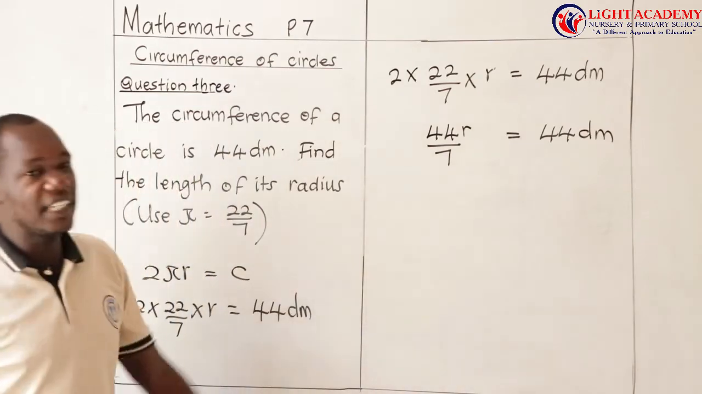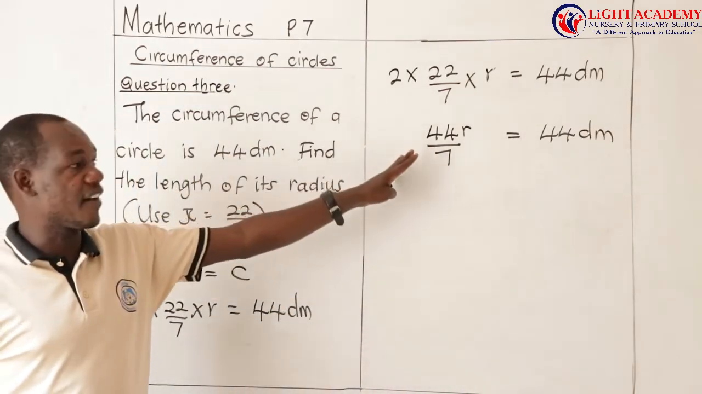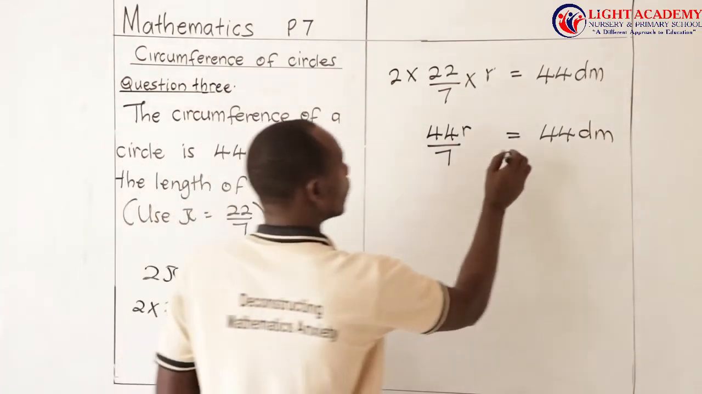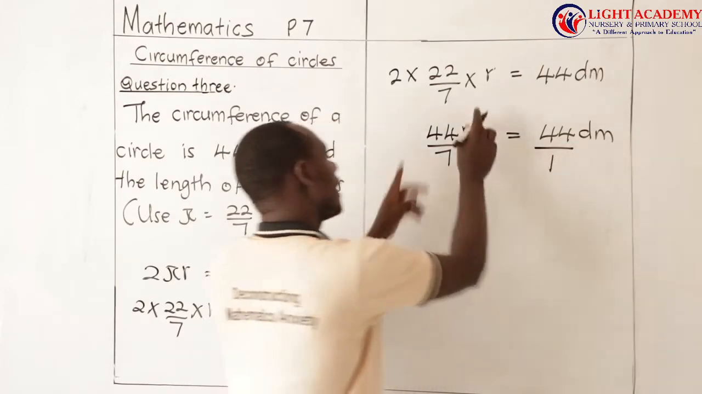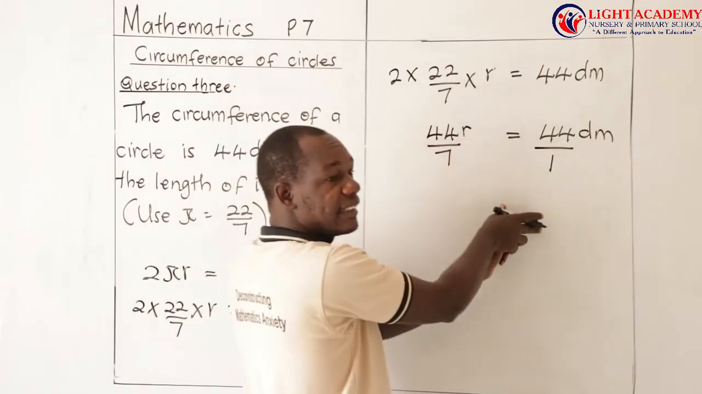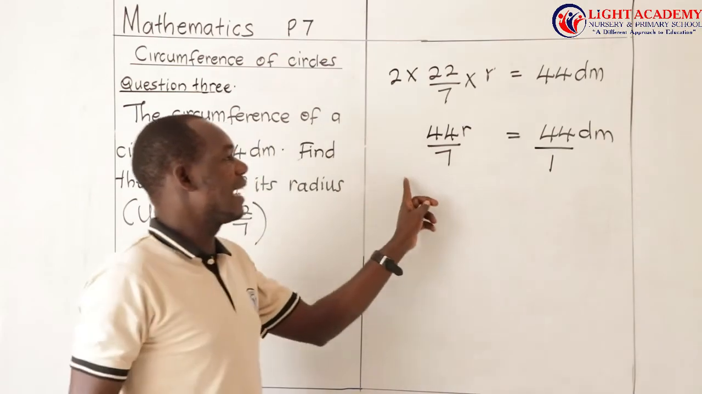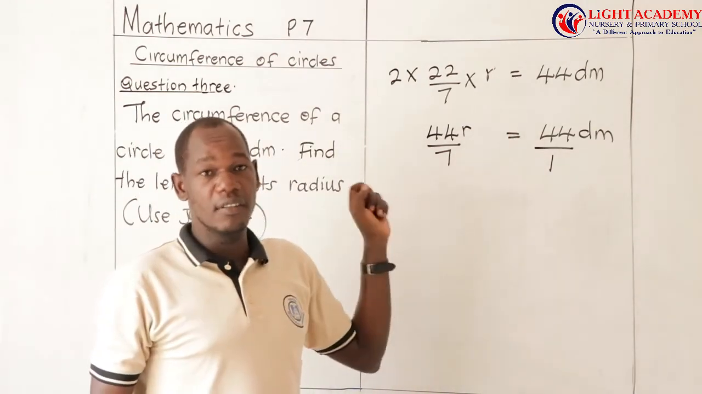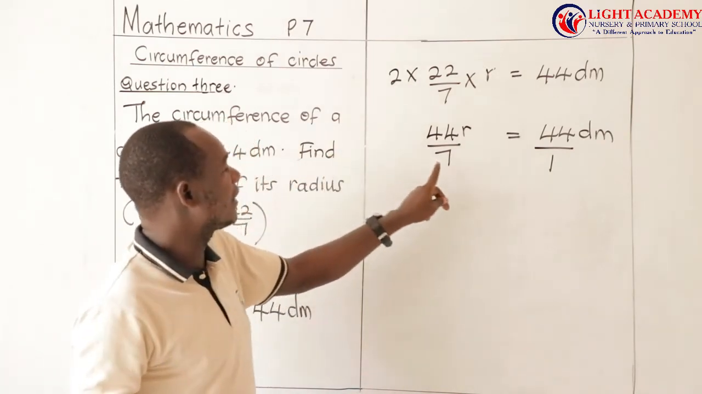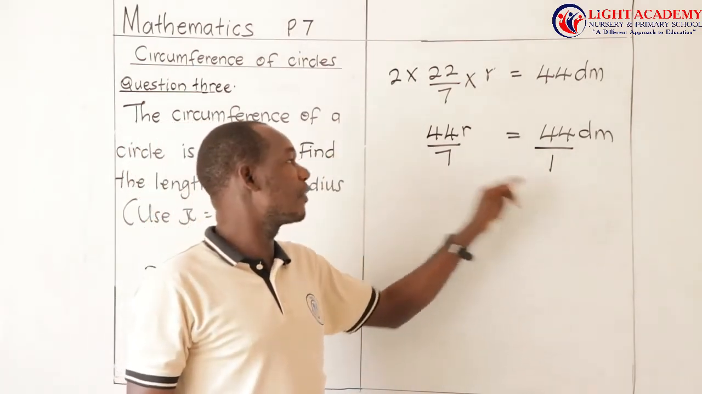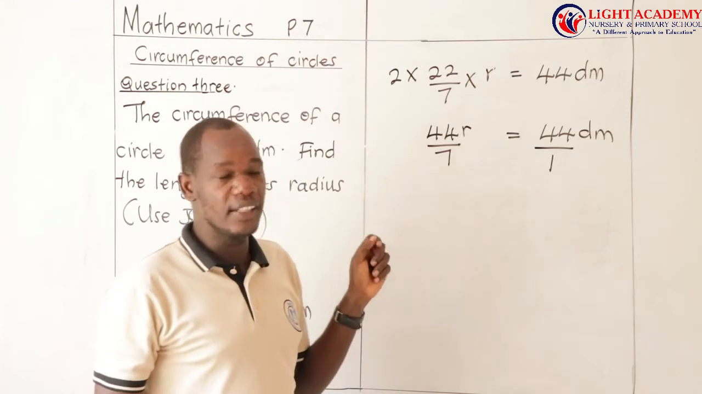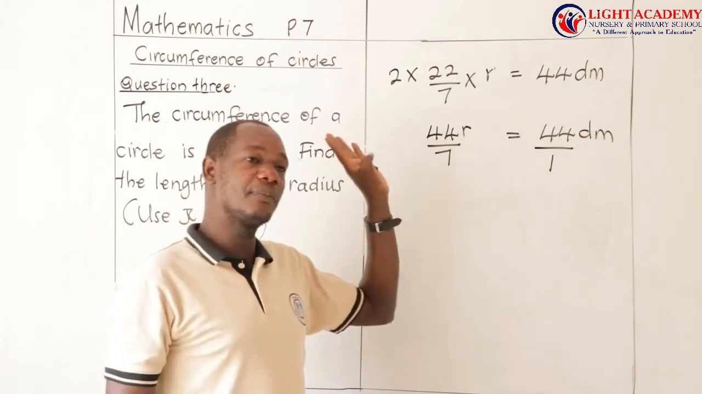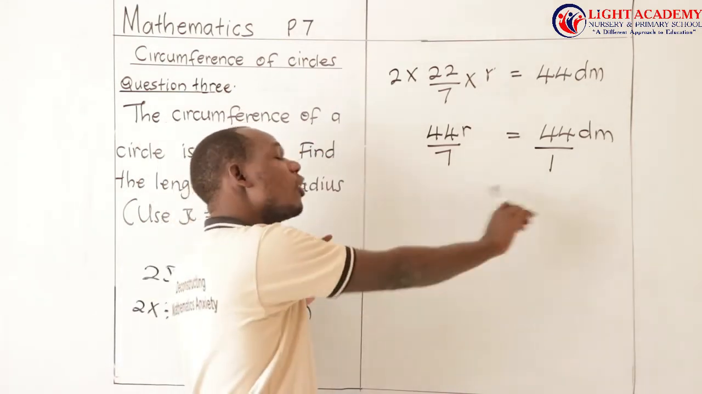Now when you reach this point, there are very many ways you can find the value of r. Somebody can put this out of 1, so that this side is a fraction and the other side is a fraction, then you get the LCM of the denominators. Or somebody can even cross multiply. But we are going to get the LCM of 7 and 1, and the LCM of 7 and 1 is 7. So you multiply both sides by the LCM to eliminate the denominator.